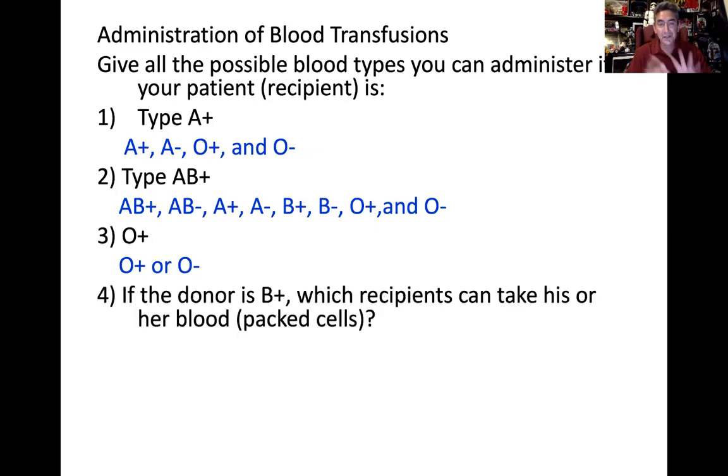Okay, so a slightly different perspective. We've been focusing on the recipient. Now let's look at the donor, right? Same concept, but just a slightly different perspective here. If the donor is B positive, which recipients can take his or her blood? So if you're B positive and you want to go donate blood, which patients can you give your blood to, right? Who can receive your B positive blood?